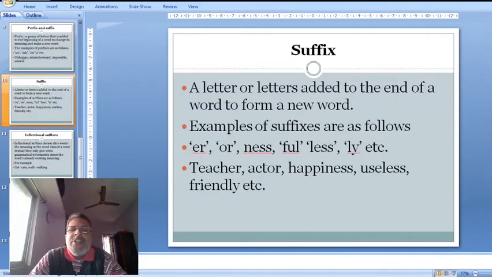Suffix. A letter or letters added to the end of a word to form a new word. Examples of suffixes are as follows: er, or, ness, ful, less, ly, etc. Teacher, actor, happiness, useless, friendly. These are examples of words with suffixes.